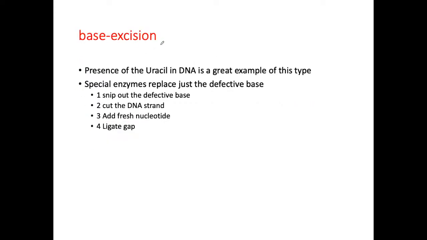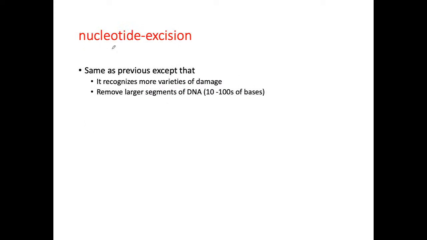In the base excision method, there is a uracil present in our DNA. A special enzyme will replace that defective base, either by snipping out the defective base or cutting the DNA strand, adding a fresh nucleotide, and then ligating the gap. In nucleotide excision, it is the same as before, but it looks for varieties of damage and recovers larger segments of DNA, not the small ones, from 10 to 100 bases.